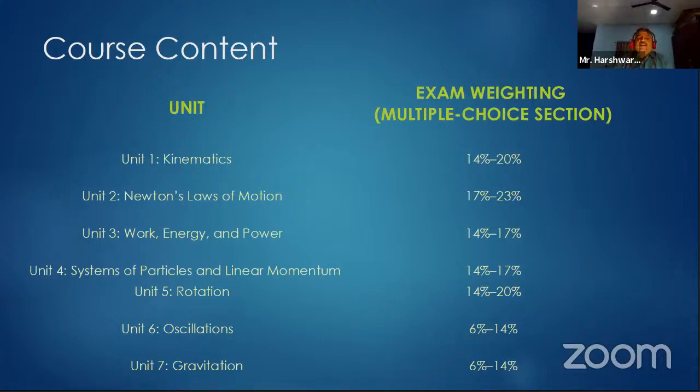And finally, unit 7 is gravitation, where the basic emphasis is on the study of Kepler's laws and Newton's law of universal gravitation, and the application of these laws to satellite motion and planetary motion. Again, you're likely to have 2 to 3 objective questions in the actual examination.